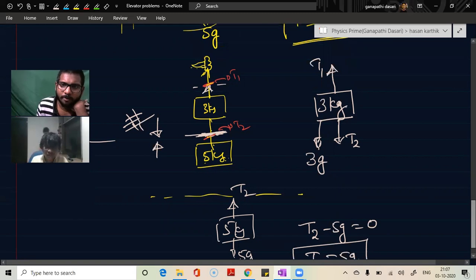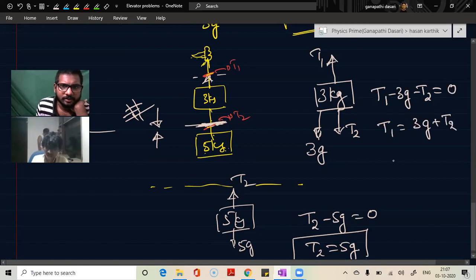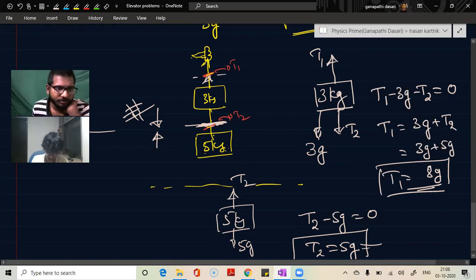Then I will go to the upper block. Here, what is the force? T1 is upwards, 3G is downwards, T2 is downwards, so T1 minus 3G minus T2 is equal to what? 0, because it is also at rest. Then T1 is equal to 3G plus T2. What is T2? 5G. So 3G plus 5G is equal to 8G. T1 will be 8G, T2 will be 5G.